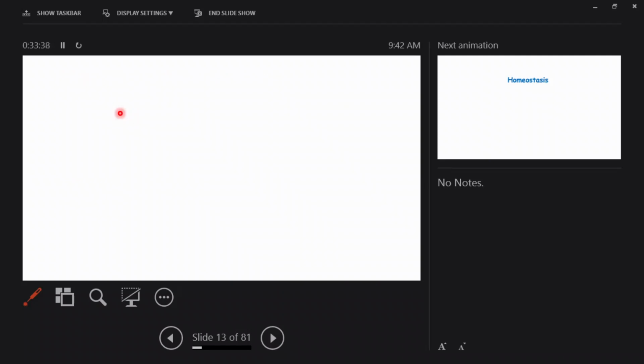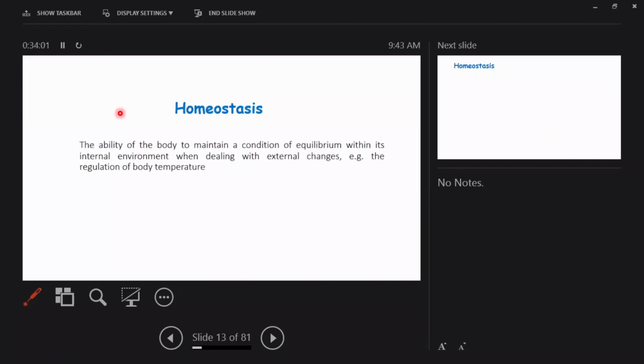Okay, now we are done with a few examples on nutritional adaptation, about alcohol tolerance, lactose intolerance, the different types of food such as fava bean consumption and so on, and we have discussed the thrifty genes. So now we are going to look at homeostasis. Homeostasis is the ability of the body to maintain a condition of equilibrium within its internal environment when dealing with external changes, such as regulation of body temperature.